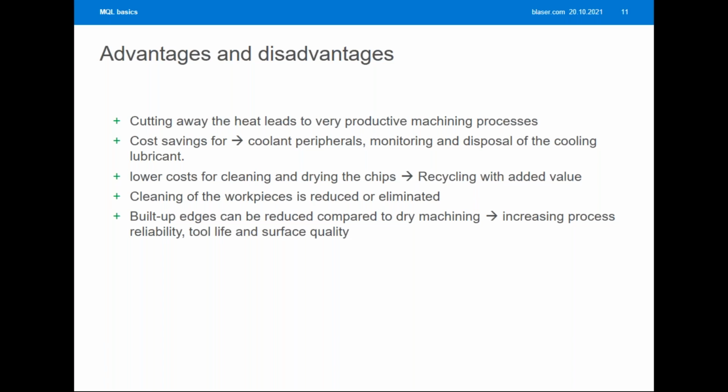There's much less built-up edge behavior, especially in aluminum machining. But it also depends a lot on tool construction and everything, but increasing process reliability, tool life, surface quality. So the main values are less cleaning, higher productivity, higher value for recycling, and increasing process values or reducing costs.